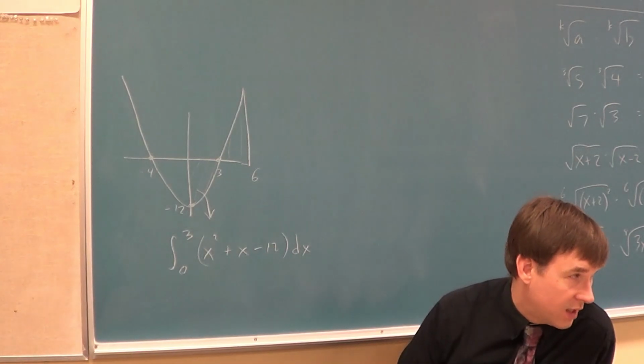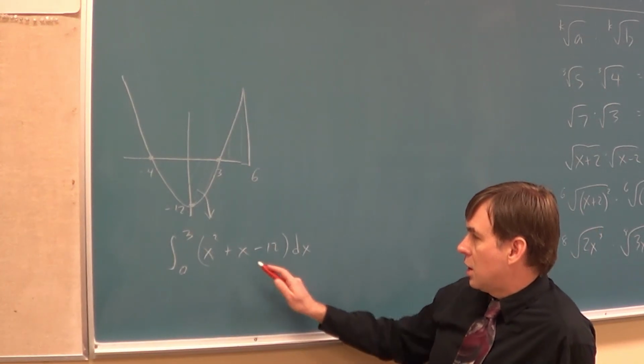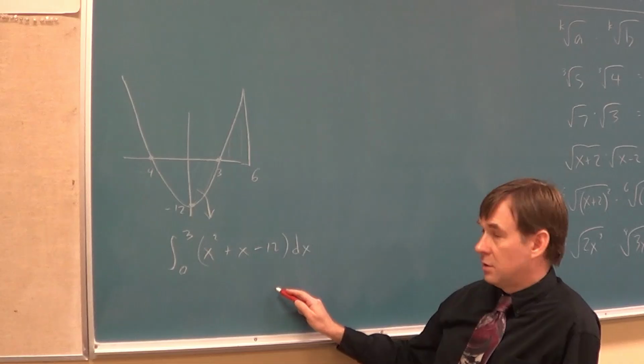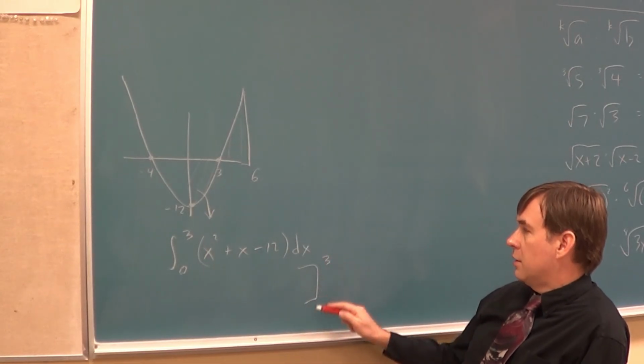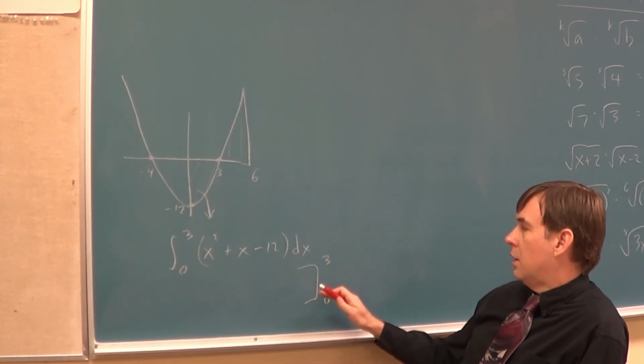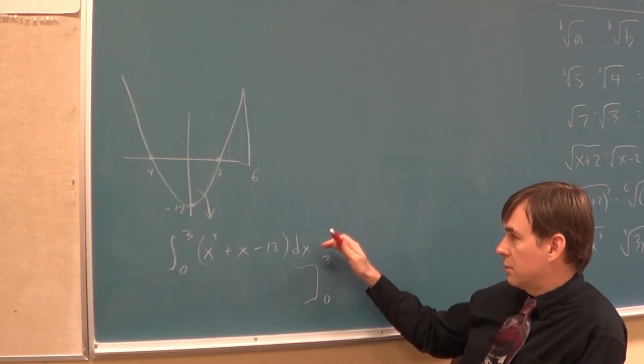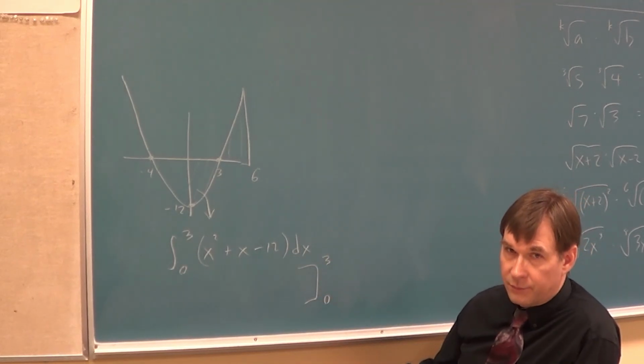So if you get something negative, which number would you plug in? We'll go antiderivative first, and then you're going to plug in 3, you're going to plug in 0, and you're going to subtract those results, the 3's result minus the 0's result. Okay.